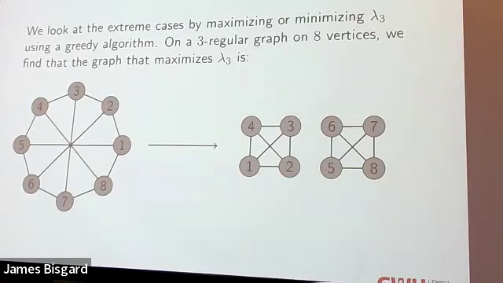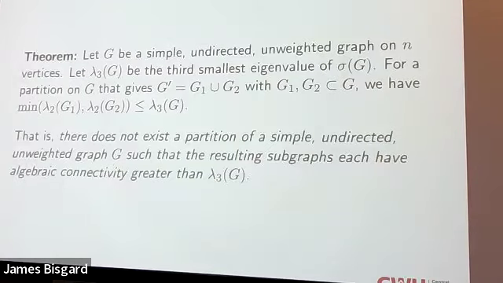What we do have is a nice little result, which says that for a simple undirected and unweighted graph on n vertices, partitioning that graph, that is cutting it up into disconnected components, and looking at the algebraic connectivities of those individual subgraphs, those will be bounded from above by the 3rd eigenvalue of your parent graph. And in English, that's just saying that there does not exist a partition of a simple undirected and unweighted graph G such that the resulting subgraphs each have algebraic connectivity greater than lambda 3.